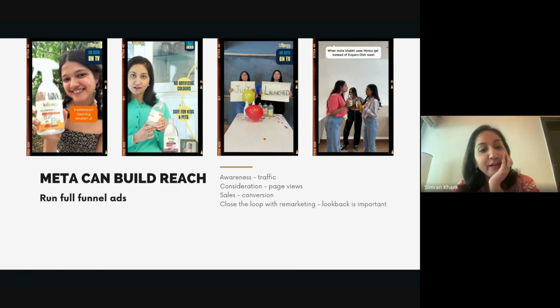Meta can build reach, you know. So run some full funnel ads as well. It's actually a very cheap platform to build reach. So think about what could get you traffic, and how to structure those. Now you may want to do this a little bit later, when you have some understanding of your audiences. There will be a different set of creatives which will get you consideration, and a very different one which will be a sales driven or conversion one, right? And you should have a full funnel approach.